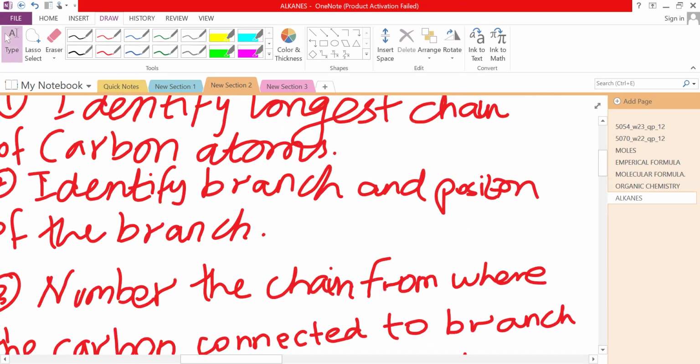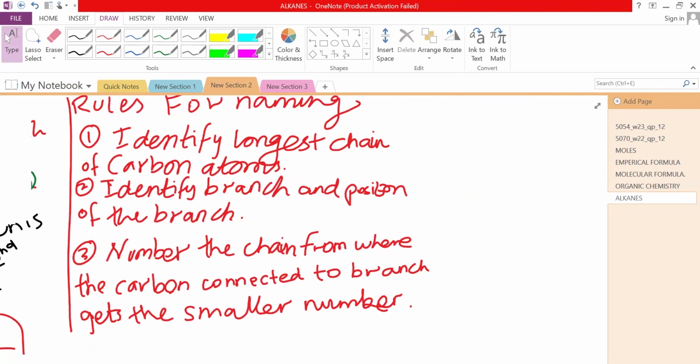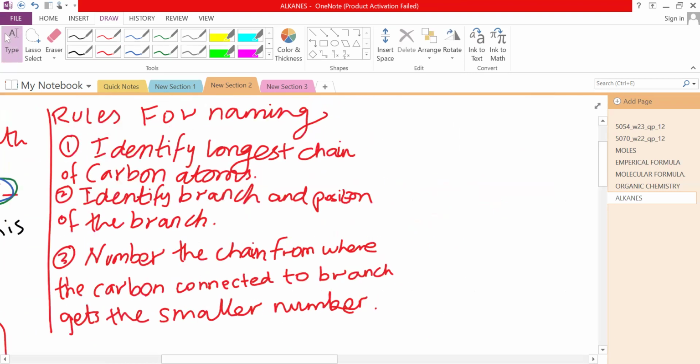Now let's move towards the rules to name the alkane. The rules for naming are, firstly, you have to identify the longest chain of the carbon atoms. When you have identified the longest chain, you have to identify the branch and the position of the branch. Then the third step is to number the chain from where the carbon connected to the branch gets the smallest number. When you have done the third step, you can easily name the structure.